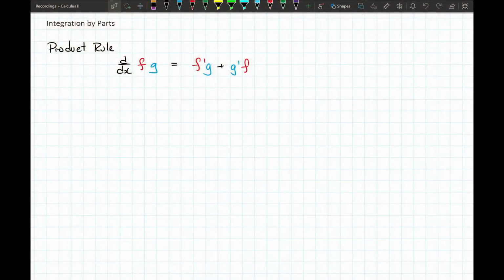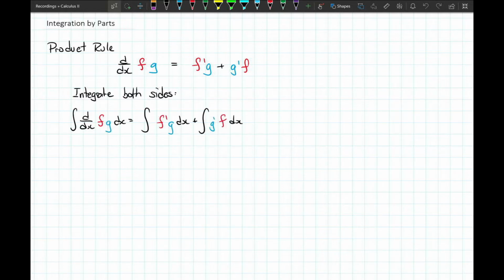So let's take a look at the product rule. We will start off with the basics. Here we have the derivative of a function f times a function g. We remember that when we're looking at the derivative of a product, we have a very interesting form: f prime g plus g prime f. Now, with that in mind, we can start to come up with an integral formula by integrating both sides with respect to x. If we are integrating the left-hand side, we see that the derivative of fg is being integrated, and that should cancel out by the fundamental theorem of calculus, part 1.